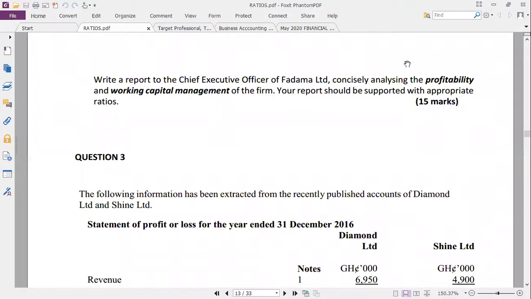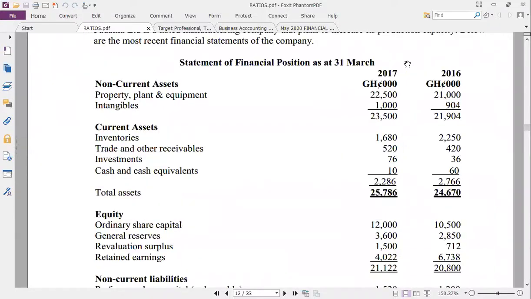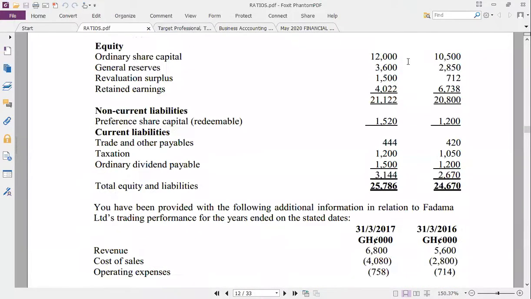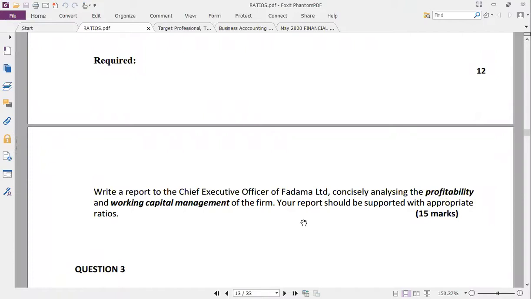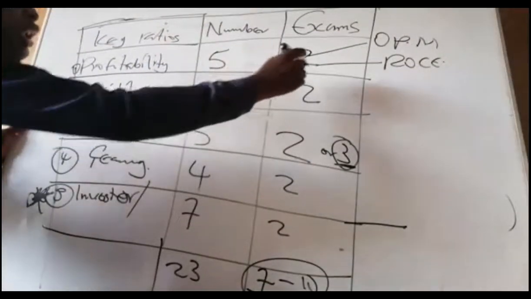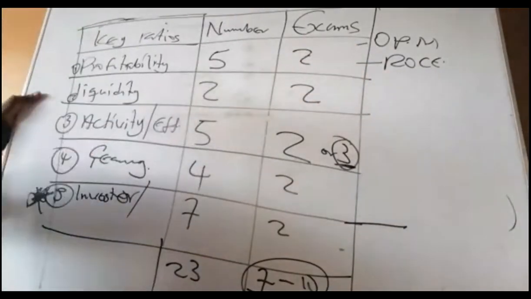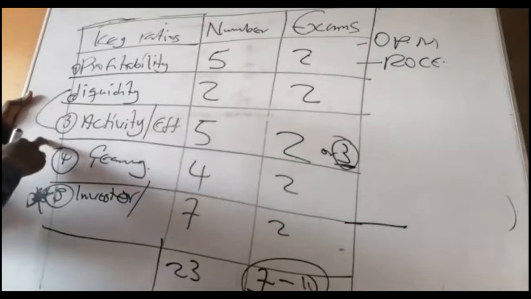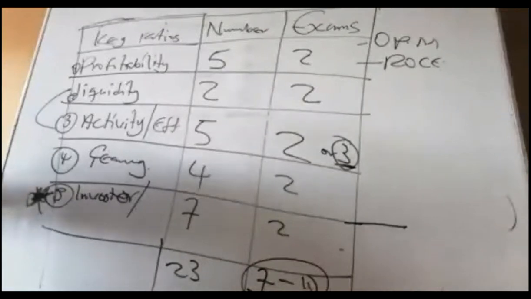So look at this question. It's open. Fadama Limited is open. But it's just like it's open restricted though. It's not too open. They say we should just calculate profitability and working capital management. Only 2, right? So profitability, I'll do my best here. Now the working capital combines liquidity and efficiency. So I'll do 2, 2, 2 here, making 6 ratios. I'm done. That's all. I will do 6 ratios.